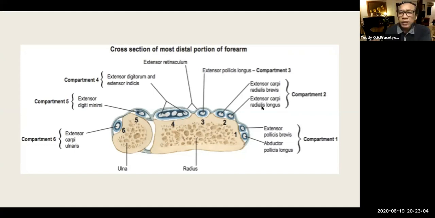Then the 2nd compartment involves the extensor carpi radialis, both brevis and longus. So both are actually the extensors of the wrist at the radial side. Then compartment number 3 is filled by the extensor pollicis longus.